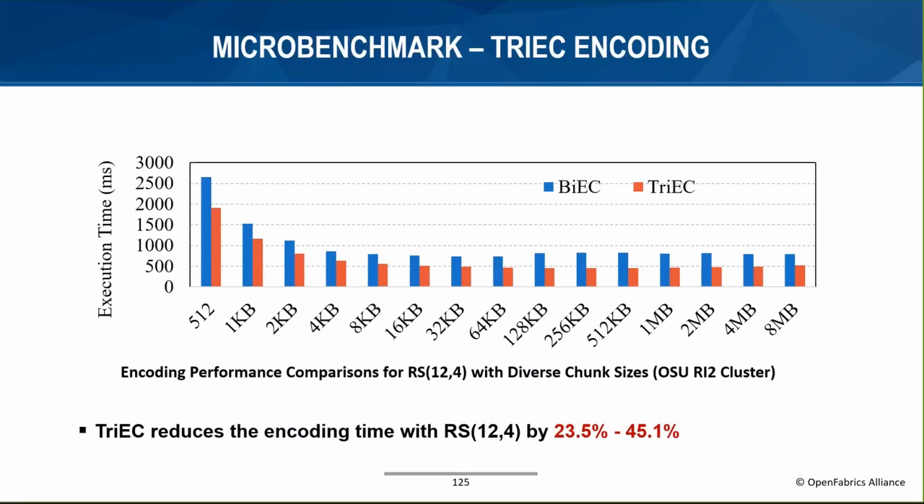Okay, now let's see some benchmark results. These are micro benchmarks we designed to show what kind of performance you can get if you run different configurations of erasure coding with the driver, with the OFED. Here we compare BIEC and TRIEC. We see that from 512 bytes to 8 megabytes chunk sizes, we are able to see a very good performance improvement, from 23.5 to 45.1% reduction in latency. Next one.